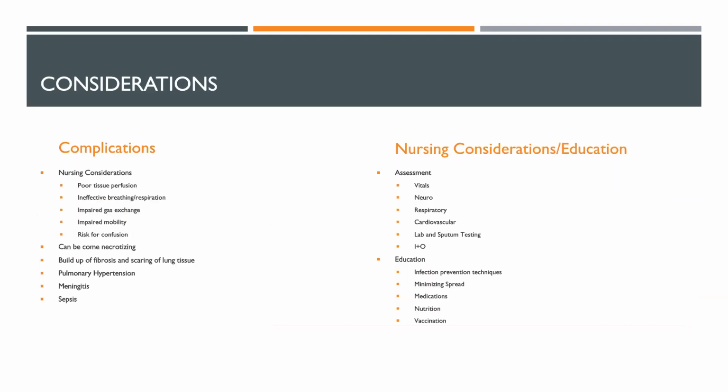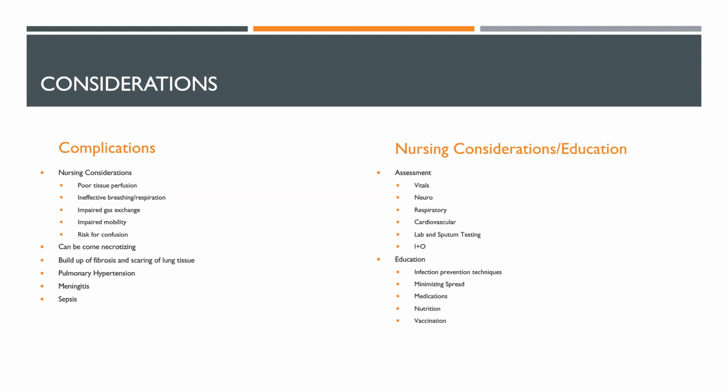Complications of pneumonia is it can become necrotizing. We can see a buildup of fibroids and scarring of the lung tissue, which decreases compliance. The patient can develop pulmonary hypertension, and there are increased risks for meningitis and sepsis.